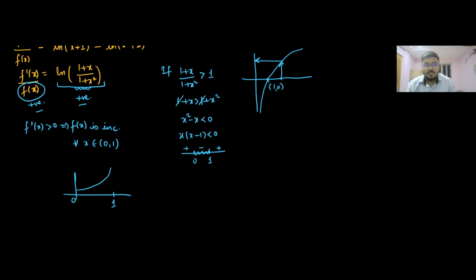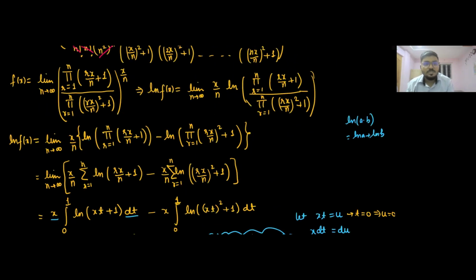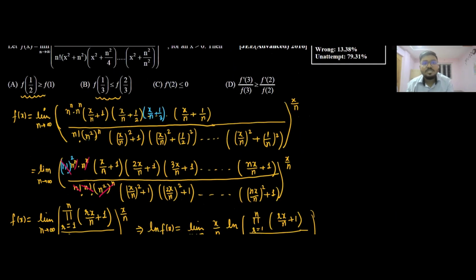Now, if you see in the options, the first option is f of 1 by 2 is greater than or equal to 1.